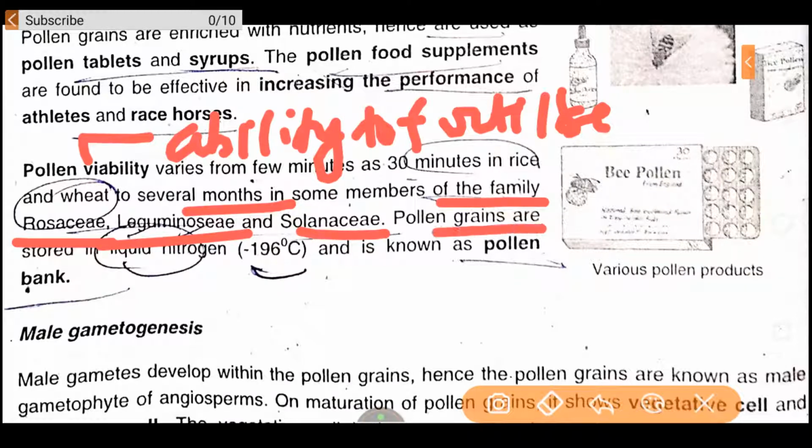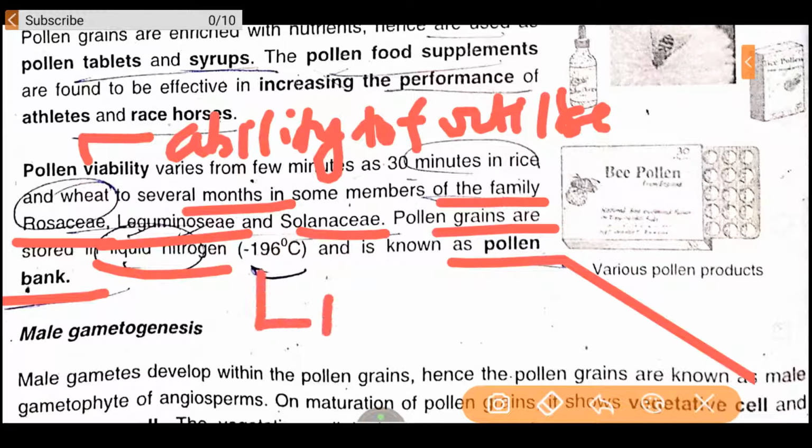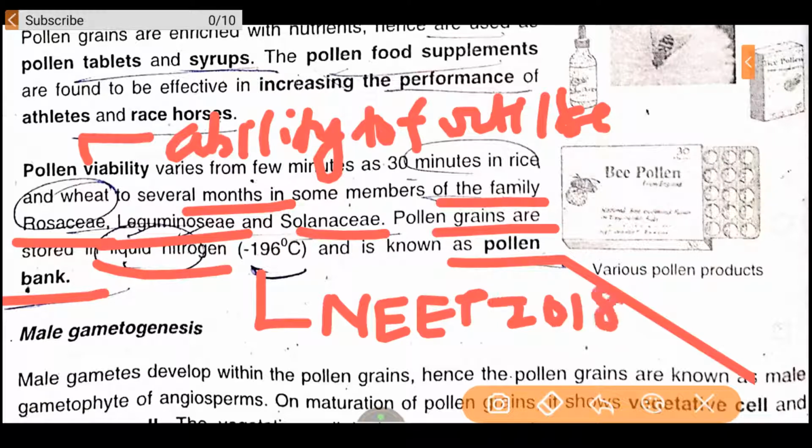Pollen grains are stored in liquid nitrogen at minus 196 degrees Celsius and this is known as a pollen bank. This is a NEET 2018 question: at what temperature are pollen grains stored in liquid nitrogen? Minus 196 degrees Celsius. It is known as a pollen bank. It is an ex-situ conservation strategy. Ex-situ means not in the natural habitat.